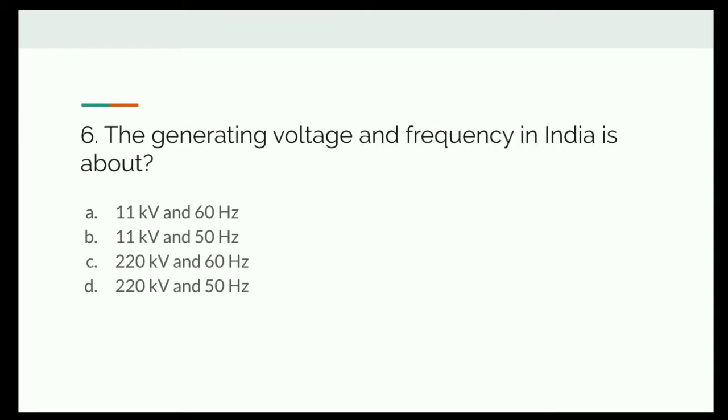Next question. The generating voltage and frequency in India is about option A 11 kV 60 Hz, B 11 kV 50 Hz, C 220 kV 60 Hz, D 220 kV 50 Hz. And the correct answer is 11 kV 50 Hz.